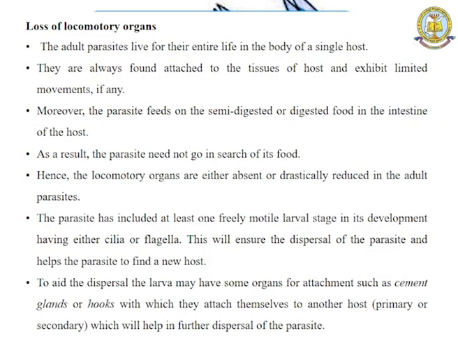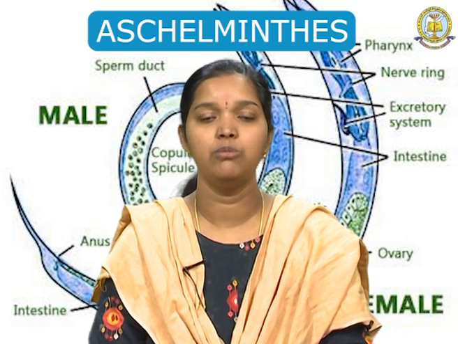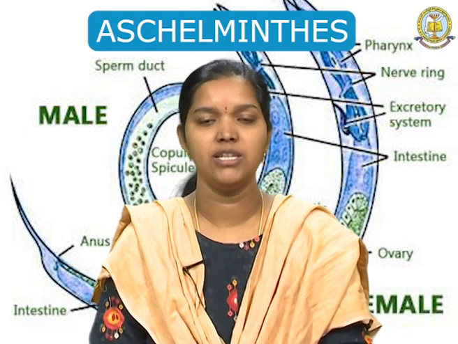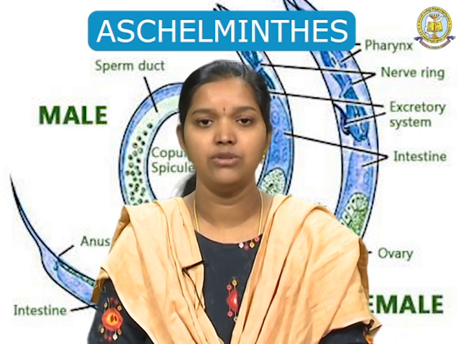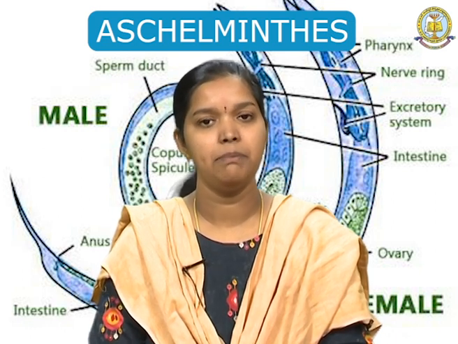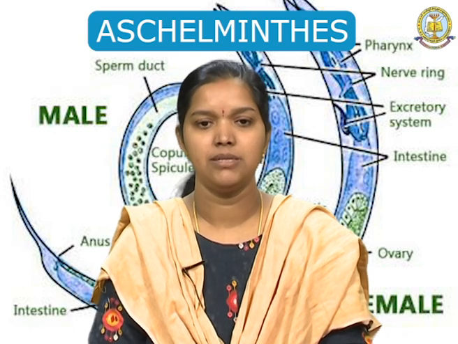The next adaptation is loss of locomotory organs. The adult parasites live for their entire life in the body of the host, and they are always found attached to the tissue of the host and exhibit limited movements. As these parasites feed on semi-digested or completely digested food of the host, there is no need for movement to search for food. Therefore, these locomotory organs are either completely absent or minimized.